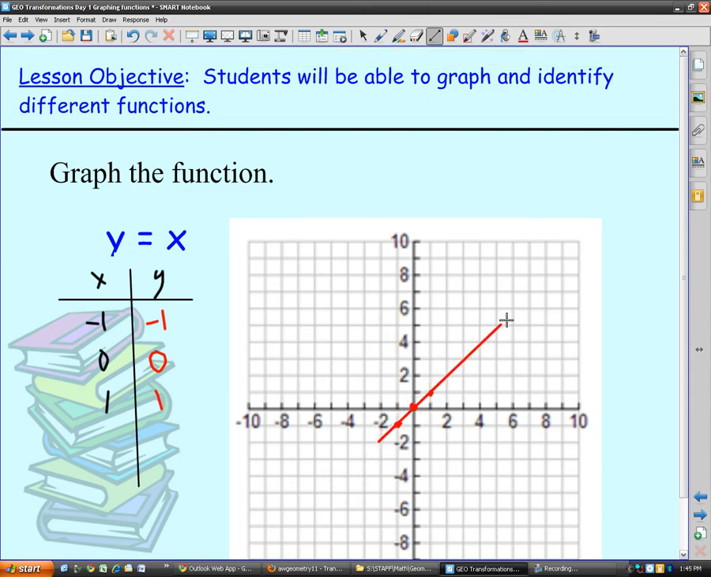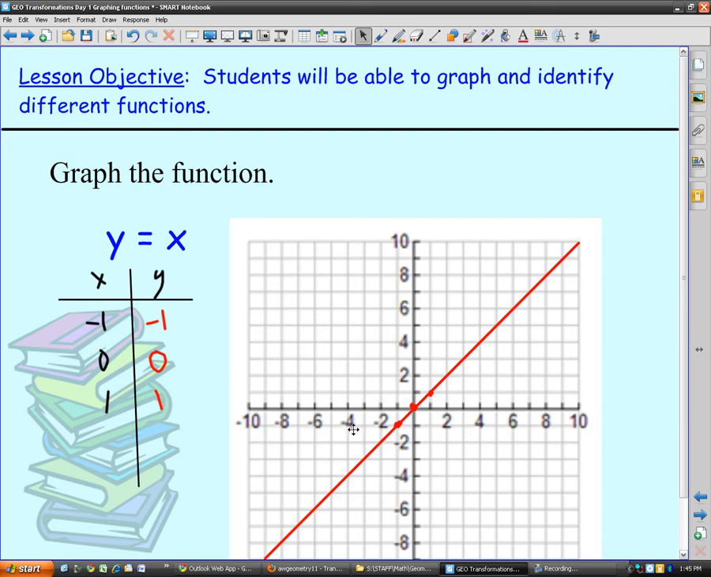So my line would look something like that, and I can extend my line so that it actually goes from end to end. And as long as I hit the points, there you go. There's what my line would look like, and that's the graph of the function. That's just really what we're trying to do, is come up with graphs.